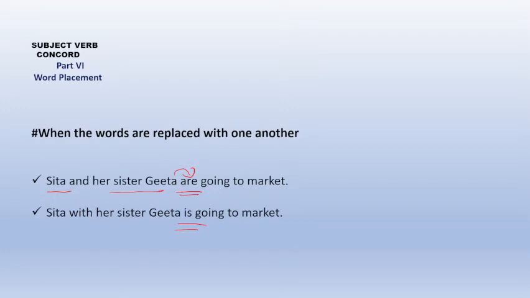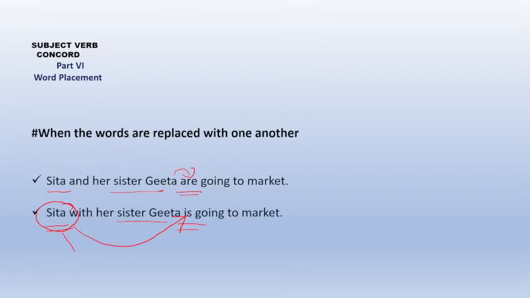While in this sentence, Sita with her sister Geeta is going to market, our basic focus is on Sita, not on Geeta. Basically, somebody wants to tell that Sita is going to market. Now, if anybody asks with whom she is going, the reply will be with her sister Geeta. So basically, we are talking about Sita in the sentence. That is why we have placed a singular verb with our subject, Sita. You can see a little bit of magic, though it's not a kind of magic. In the first sentence, the focus is on both the persons, that is why we have placed a plural verb, while in the second sentence, the focus is on a single person, that is why we placed a singular verb.